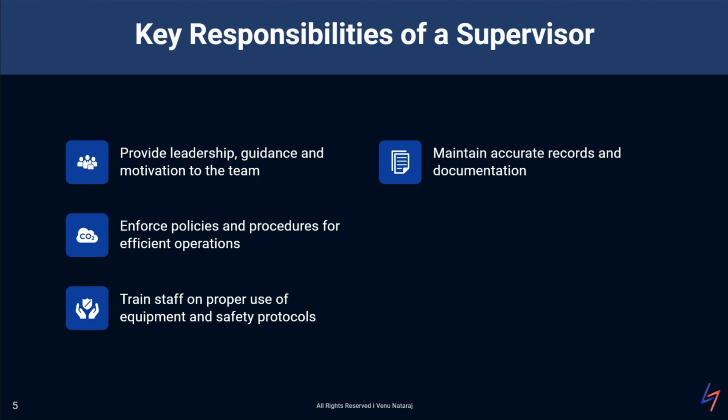Maintaining accurate records and documentation. This involves keeping track of training sessions, safety inspections, and incident reports to ensure compliance with regulatory requirements. Additionally, supervisors are responsible for documenting staff performance, issues, and disciplinary actions to maintain a transparent and accountable work environment.